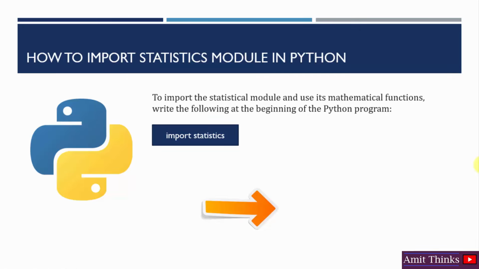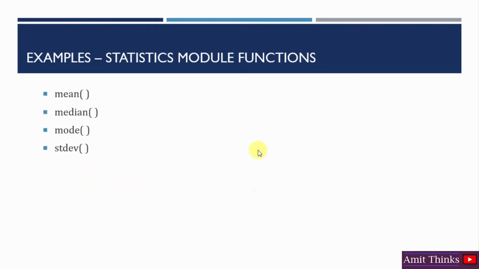Now we will see how we can import the statistics module in Python. To import, you just need to write the import statement, then statistics in the beginning of your program. This will allow you to import the module so that you can work around its functions. So let's see the functions. These are the primary main functions of statistics module. Let us see the examples.